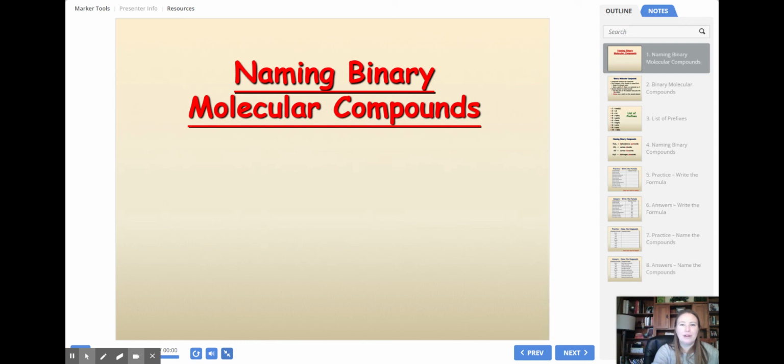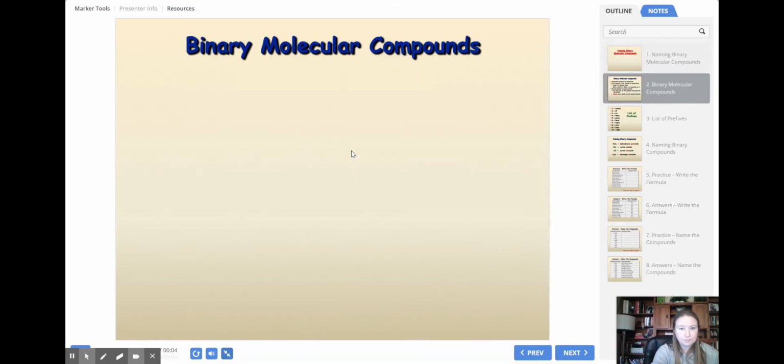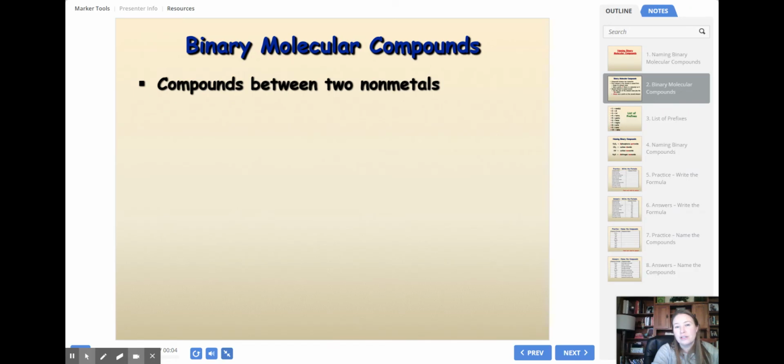Hi guys, today we're going to go over naming binary molecular compounds or covalent nomenclature. So binary molecular compounds, binary means two, molecular means it has molecules as its subunits. So that means that it's covalent because only covalent things have molecules. So they are compounds between two non-metals. Remember, those are on the right side of the periodic table.